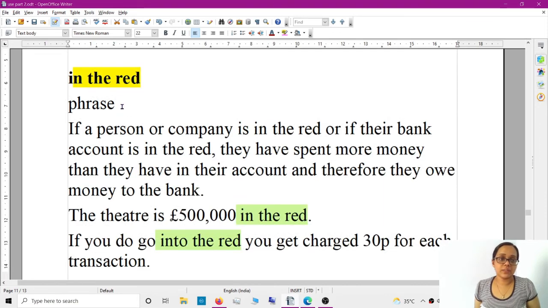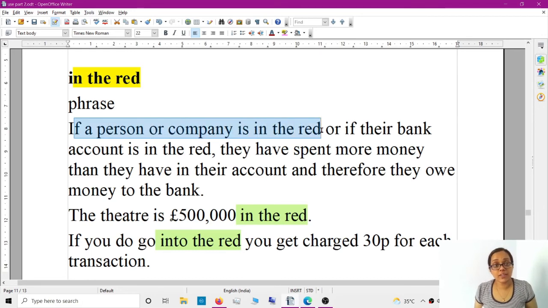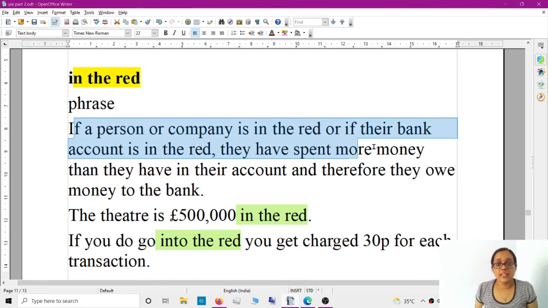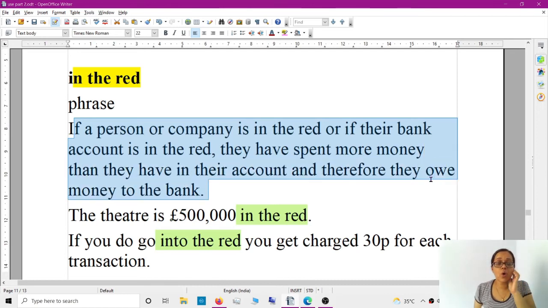In the red. So if a person or company is in the red, or if their bank account is in the red, they have spent more money than they have in their account, and therefore they owe money. So just the opposite, they owe the money, that is known as in the red.